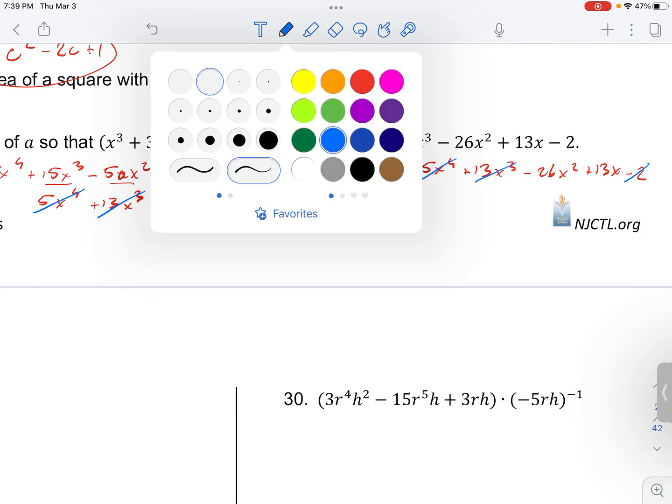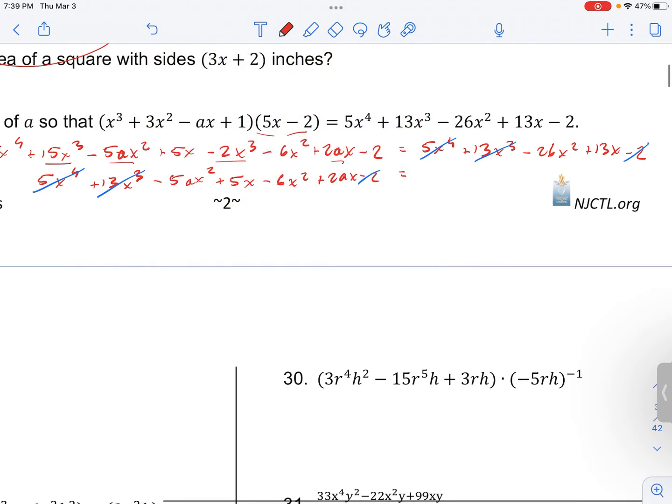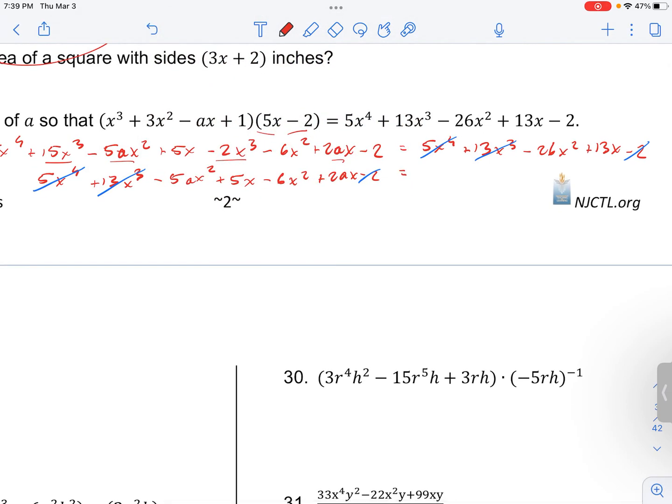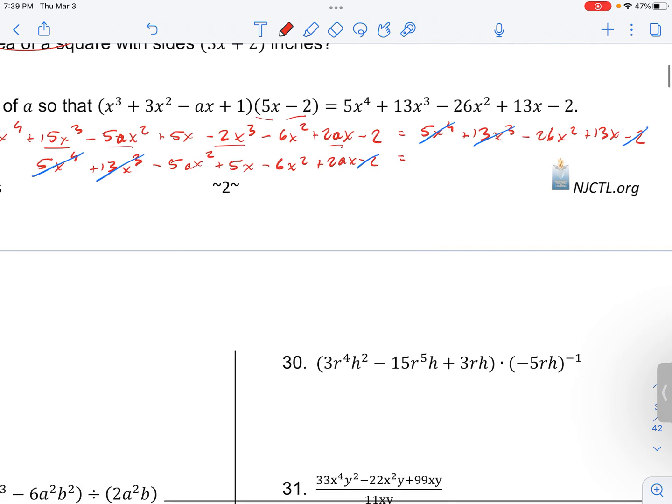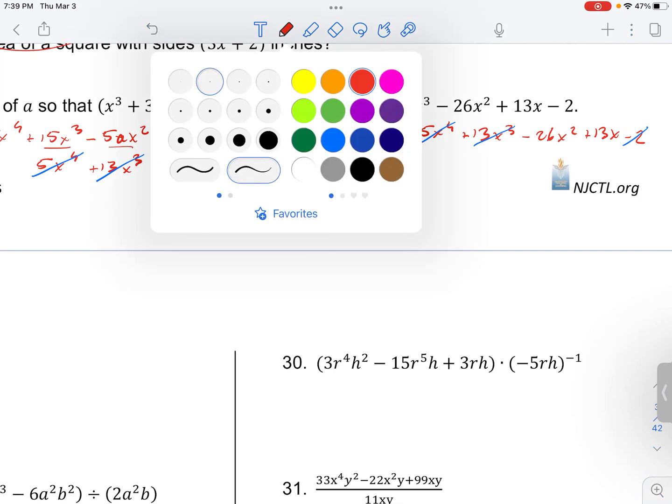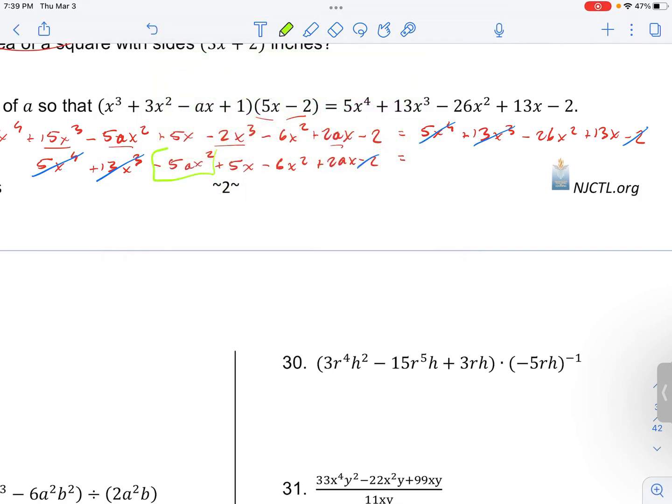In order for the left and right hand sides of this equation to be balanced, all the x squared terms on the left side must equal the x squared terms on the right side. So I'm going to write this as a system of two equations now. I'm going to look at the x squared terms, this term and this term, and set that equal to this term on the right hand side. So I'll have negative 5a x squared minus 6x squared equal to negative 26x squared.